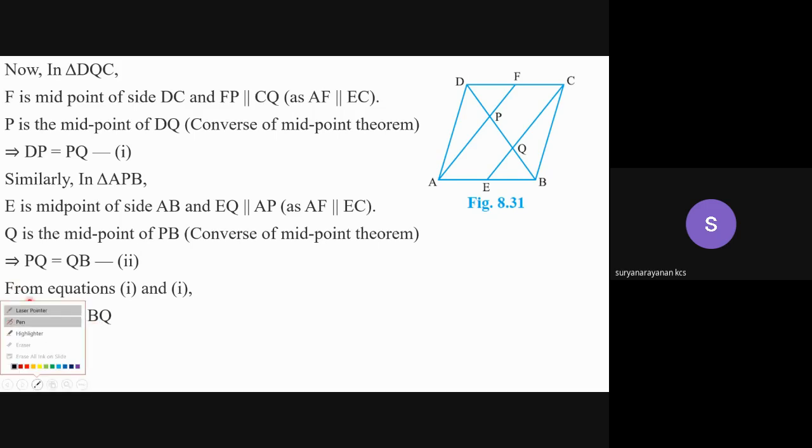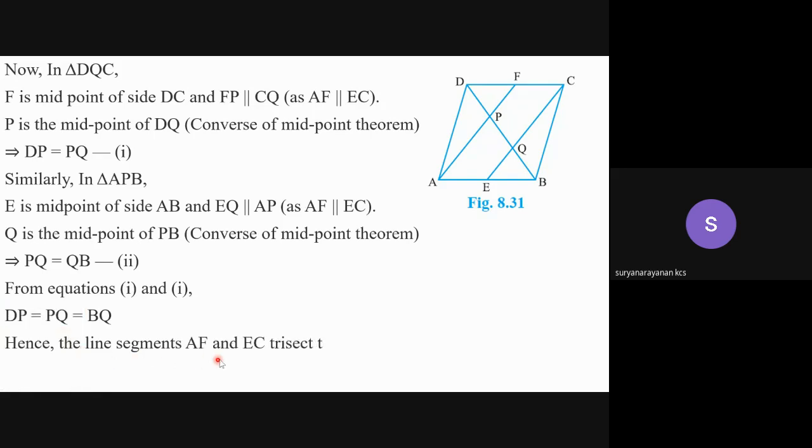Finally, we can write this conclusion. Hence proved. Hence the line segments AF and EC trisect the diagonal BD. Okay, my children, right. Hence proved.